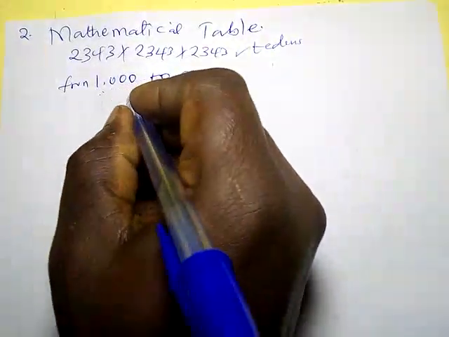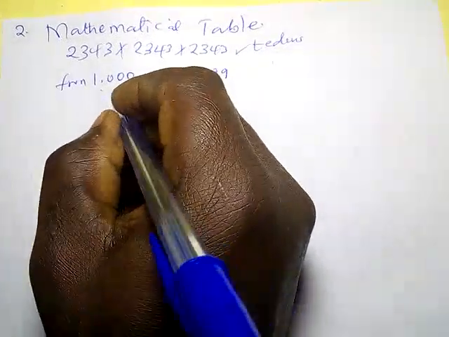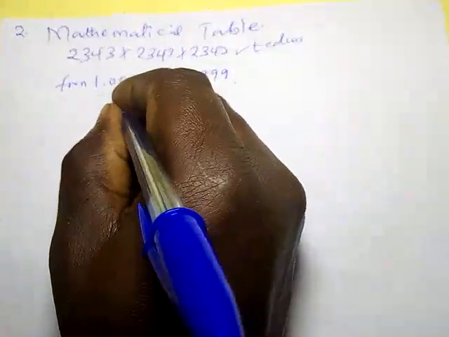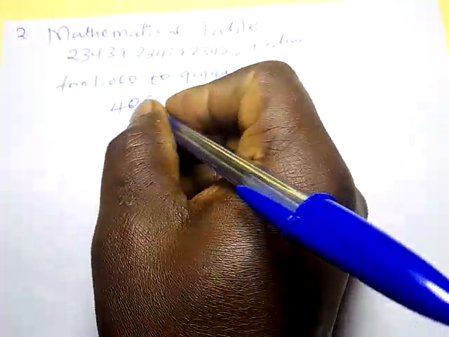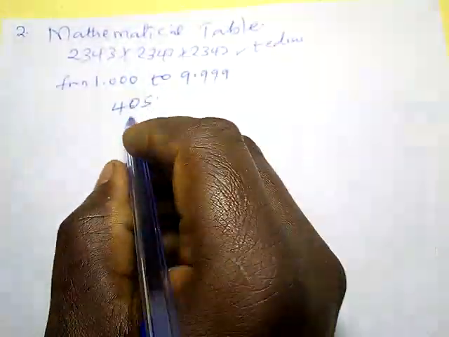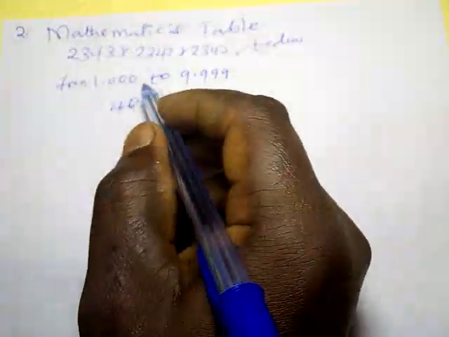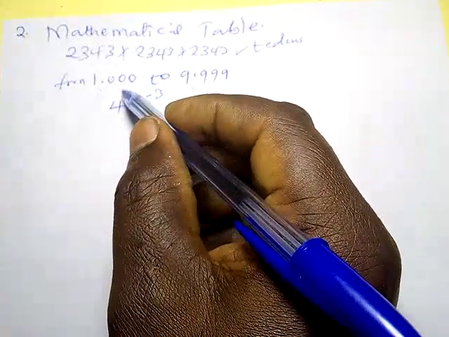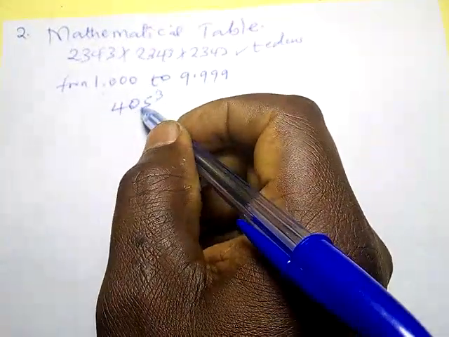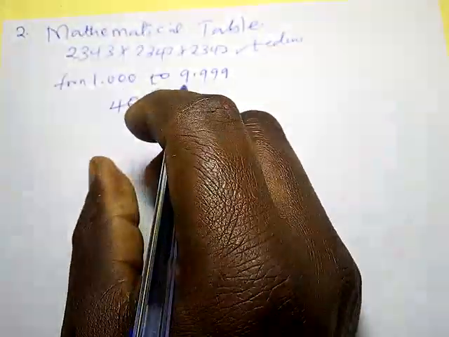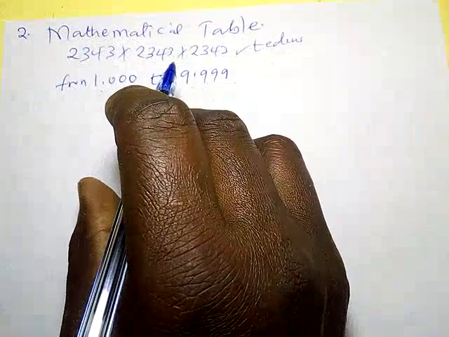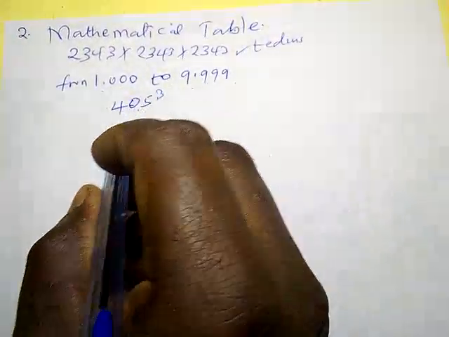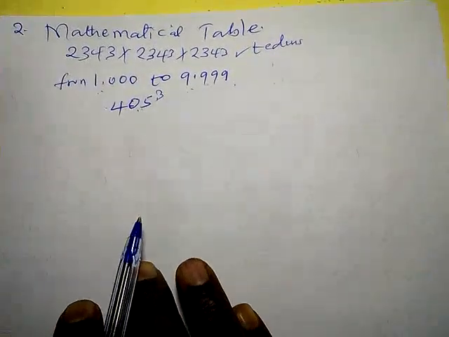For example, if you want a cube root, if you want a cube of 450 or 45, the cube of 45 does not exist in the mathematical table. Therefore, you must write this number in standard form, which I hope you learned in Form 1. And if you did not, I will take you through that. So let us go straight to learning the mathematical table.